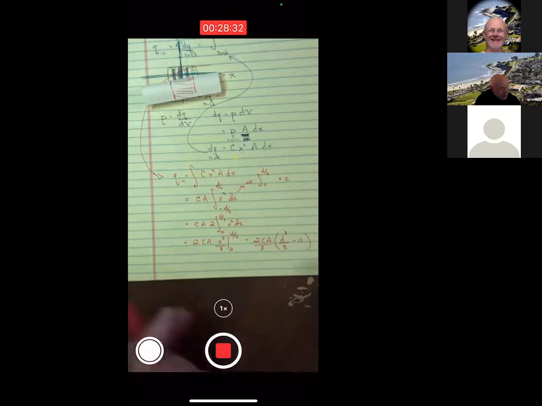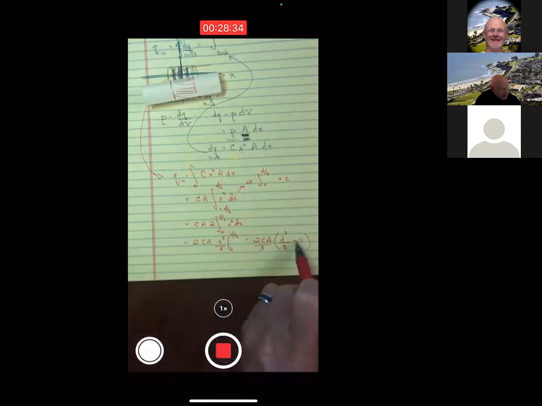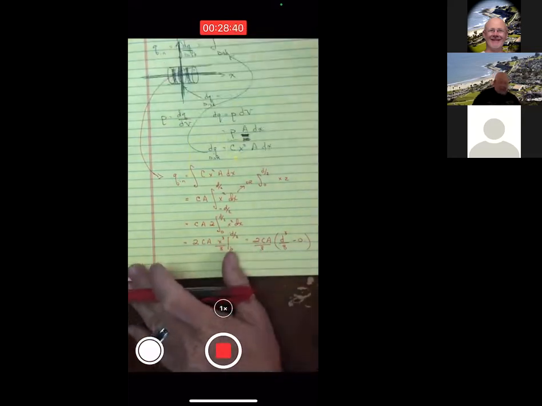Okay. Although you can see if I did, I would just get the same term. Those would add together and double them, and I wouldn't have that too. So you end up mathematically the same way.